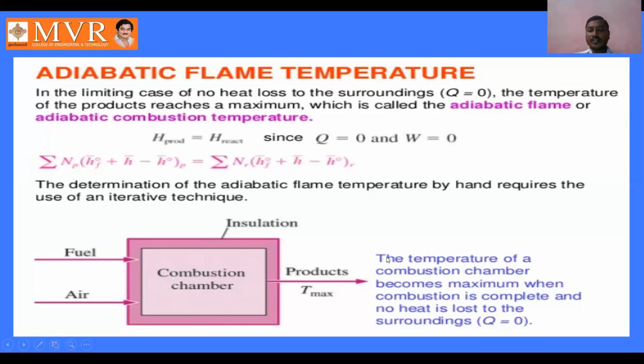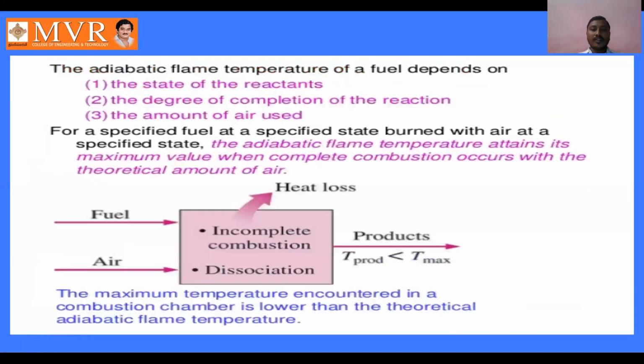In this definition we can clearly understand that the temperature of the combustion chamber becomes maximum. Why? Because the heat which has been generated does not cross the boundary or enter the surroundings. It becomes maximum when combustion is complete, meaning complete combustion is done and no heat is lost to the surroundings, so heat Q is equal to 0. This is the flame temperature which we can study here.